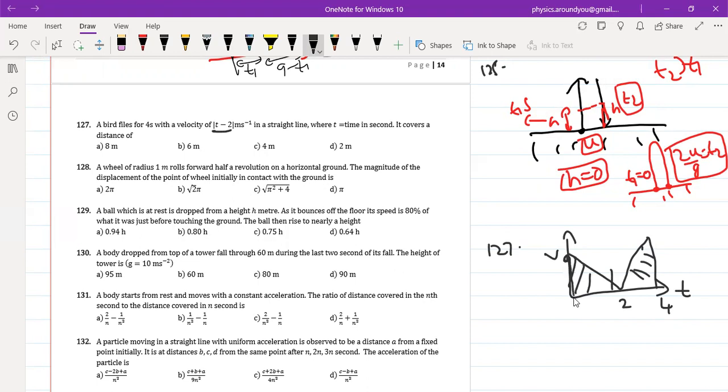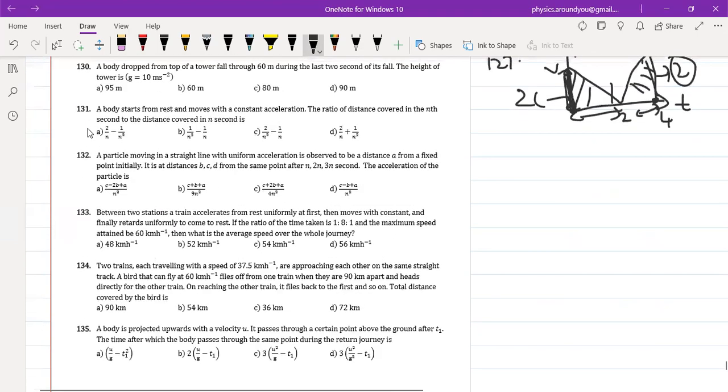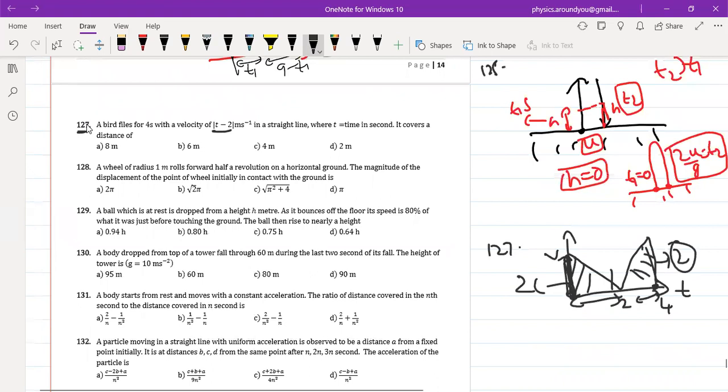This speed, you put t equal to 0 over here, you get this side as 2. You put t equal to 4 in the equation, also you get this as 2. So this distance is 2, this is 2, this distance is 2, that is 2. Two triangles at the area, so you will get the total distance. Area under VT graph gives you total distance. Okay. Now question number 128.